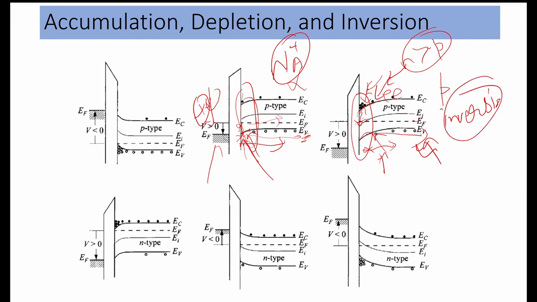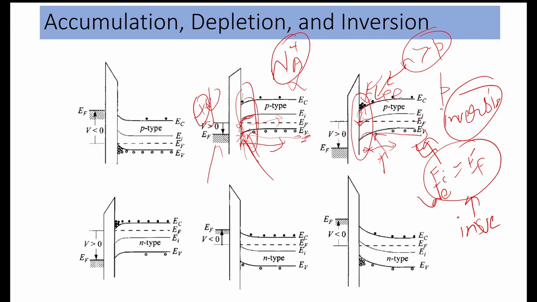There will be a case when inversion starts. Inversion starts at the junction at the point where Ei is equal to Ef at the interface. At that point, inversion starts taking place. So this is the starting of the inversion, the weak inversion case. Weak inversion will last until then, but we will see that in the next slide.